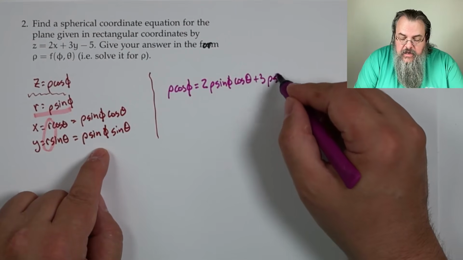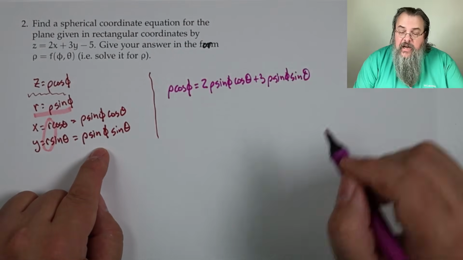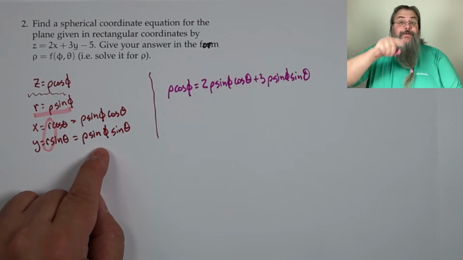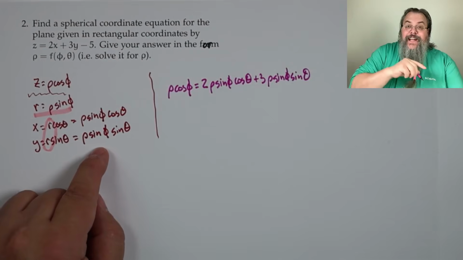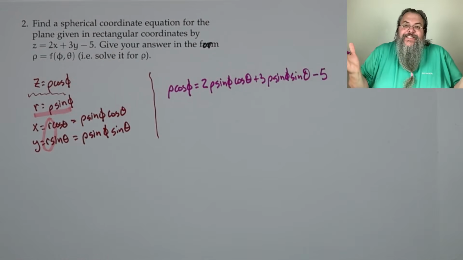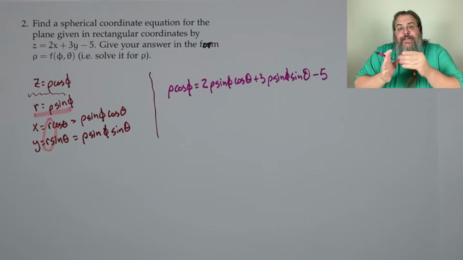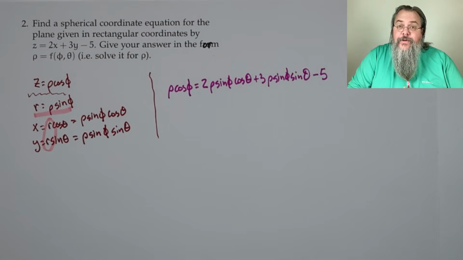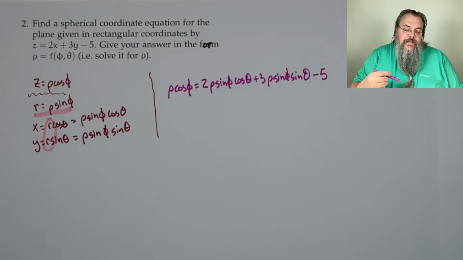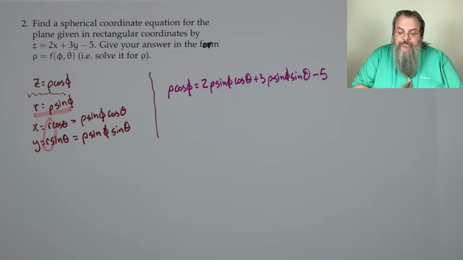Rho sine phi sine theta. And minus 5, which in spherical coordinates is written as minus 5. There's nothing to change. Minus 5 is minus 5, right? The only thing we're doing is changing what we used as coordinates. X, y, and z are rewritten in terms of rho, phi, and theta.